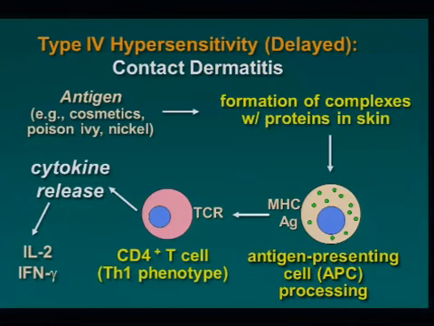okay, where you have an antigen or an allergen such as cosmetics, or poison ivy is another classical example of type 4. Nickel from a watch band. You have formation of complexes with the skin. You have antigen processing and presentation, activation of a T cell, which in turn releases cytokines, and now these in turn go further and amplify the localized response to a particular allergen.